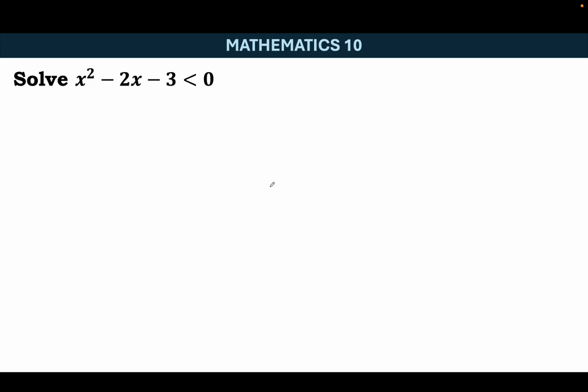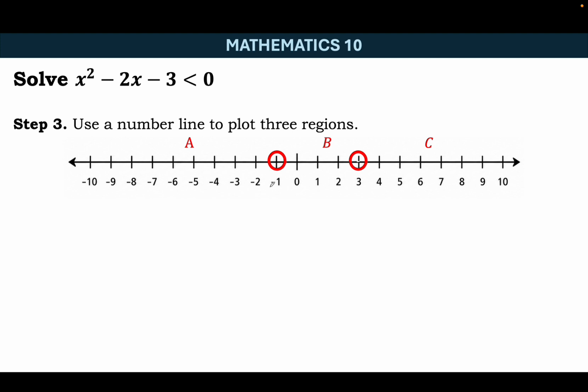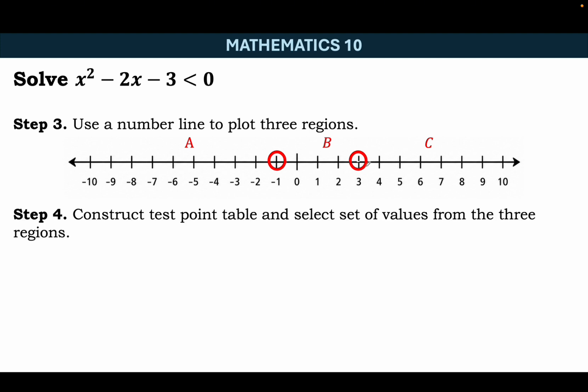And step 3, use a number line to plot the three regions. So, plot nyo lang yung dalawang values. So, negative 1 and 3. Then, we're going to use the unshaded circle. Okay, yung part na yan. Then, construct test point table and select set of values from the three regions.